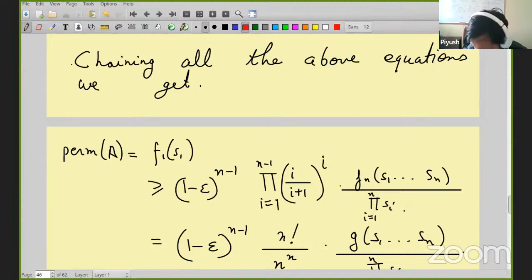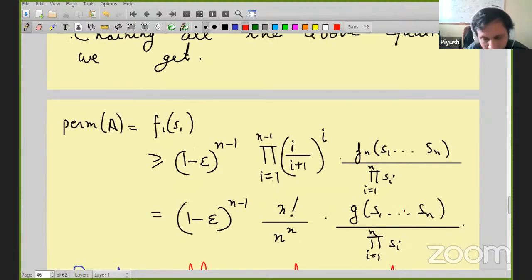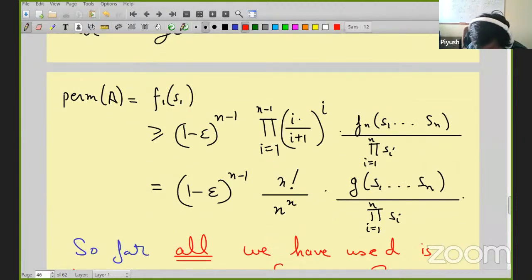Okay, which is just by definition 1 minus epsilon. So this you just simplify. So this is just n factorial over n to the n.